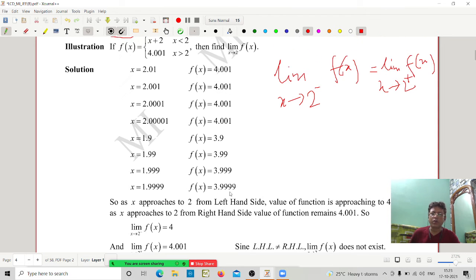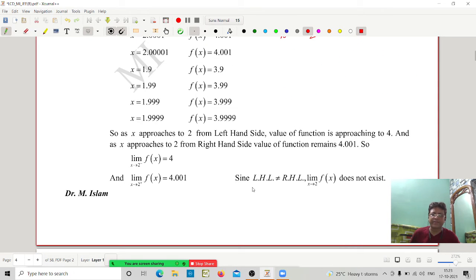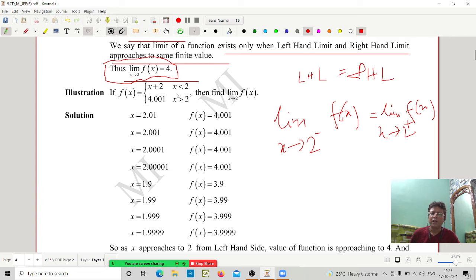Okay, so here you have an example where the left hand limit is not equal to the right hand limit, so the limit as x tends to 2 of f(x) does not exist. Let's see the example. f(x) is x plus 2 if x is less than 2, and it is 4.001 if x is greater than 2. Then find the limit as x tends to 2 of f(x).